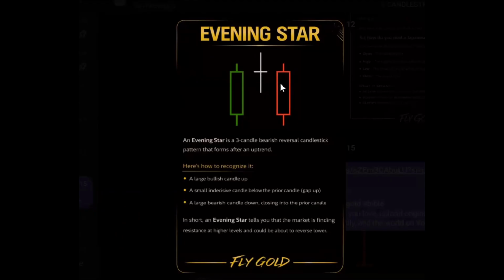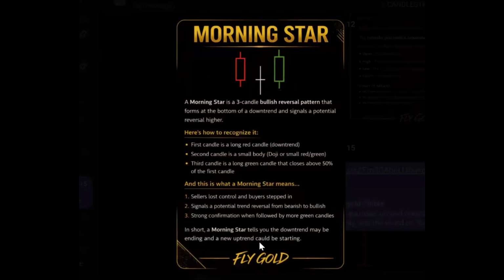So if you can recognize the railroad tracks, your evening stars would be those same candlestick patterns, and all it was a doji in the middle. So it did a candlestick, and then it got indecisive, and then it completely did the opposite. Here's how to recognize it: a large bullish candle up, a small indecisive candle below the middle candle. This is where they didn't know which direction to go, and then a large bearish candle down, closing into the prior candle.